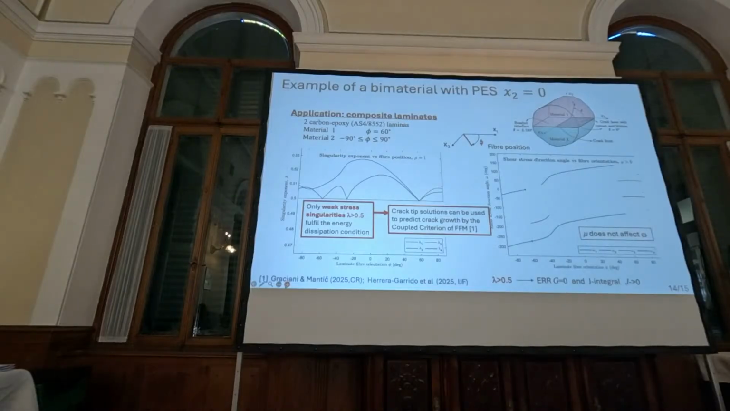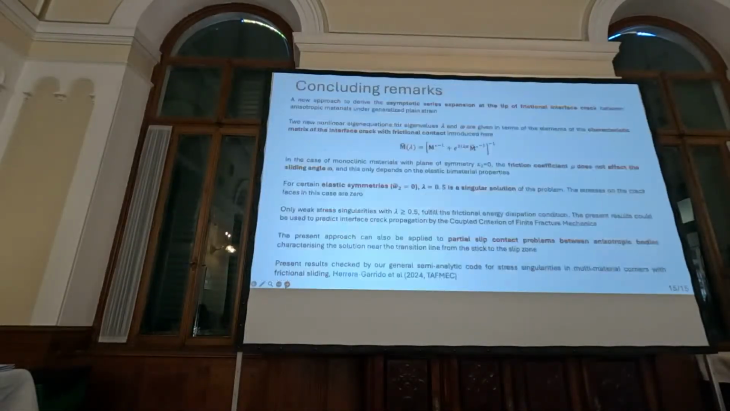If we check the fulfillment of the frictional energy dissipation condition, we see that only a weak stress singularity with lambda larger than 1/2 fulfills this dissipation condition. But if lambda is larger than 1/2, the energy release rate is 0, and the J integral for the vanishing radius of the integral path also goes to 0. So we cannot use classical fracture mechanics. One of the possibilities is to use the coupled criterion of finite fracture mechanics, which considers finite crack advance.